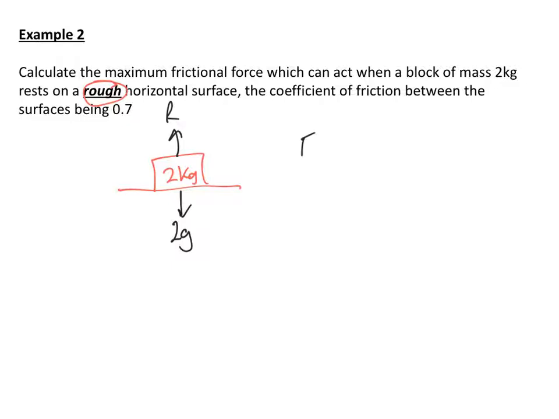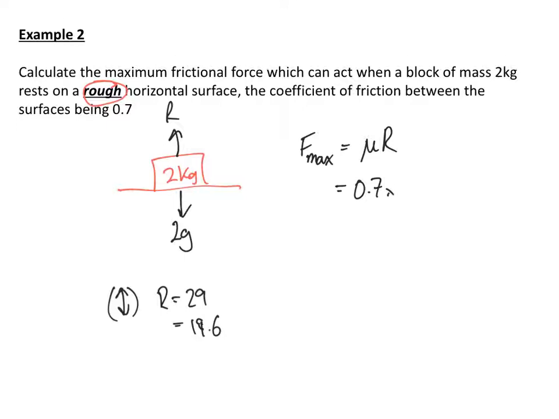And our maximum value of friction then, F max, is mu times R. So the coefficient of friction is 0.7. The normal reaction we can find if we resolve vertically, then R equals 2g, which is 19.6. So this is 0.7 times 19.6, which is 13.72 newtons. And that's our maximum value of friction, or the limiting friction.